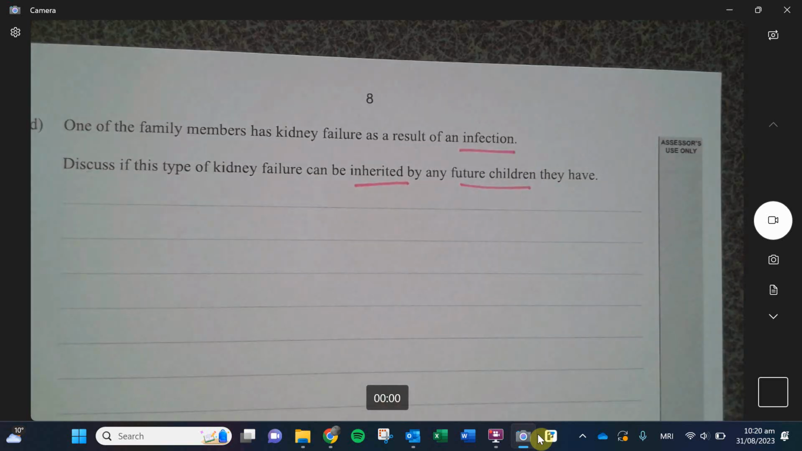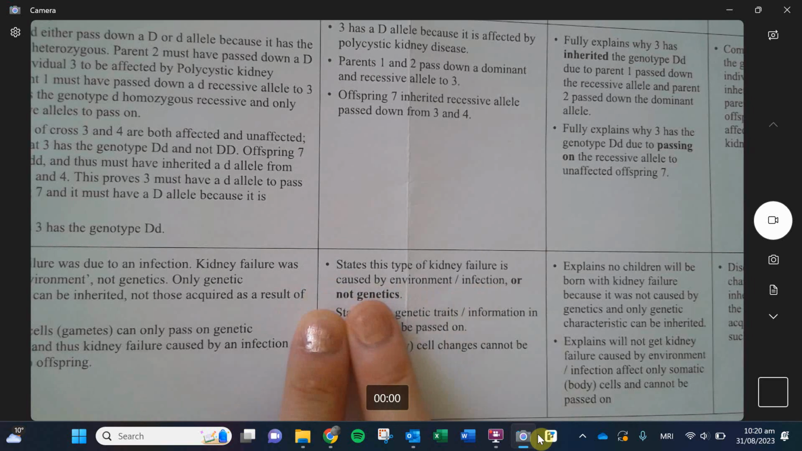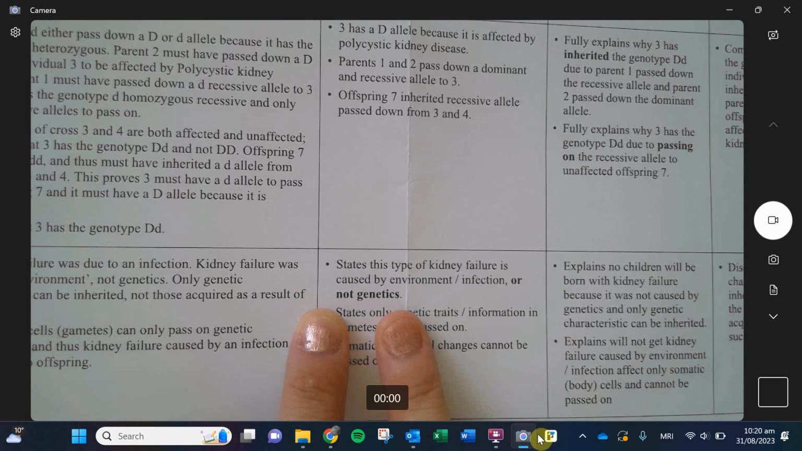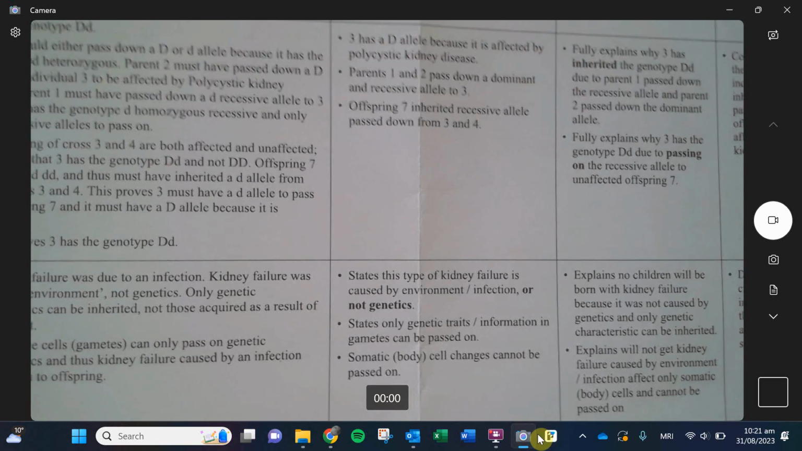No. So 50-50 chance, you either answer yes or no, take a guess. If you take a guess, you should have, hopefully, an achieved point. So, states that this type of kidney failure is caused by the environment or the infection, not the genetics. So you guys automatically said to me, no. If you wrote that down, no, you get an achieved point. That's 3 achieved points, and now you have an A3. And you passed the question. Okay? Easy peasy. Okay.